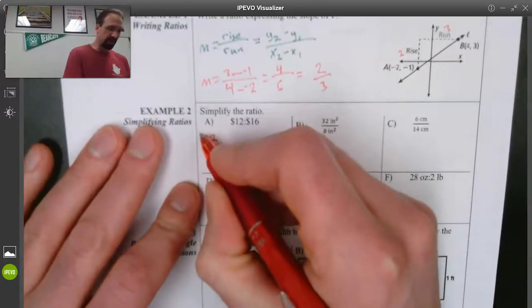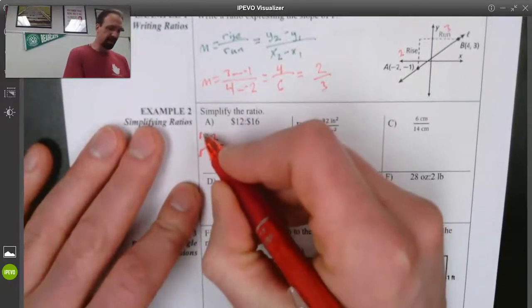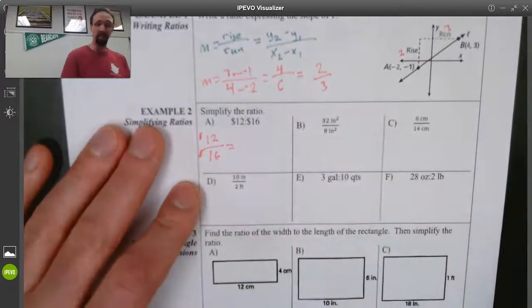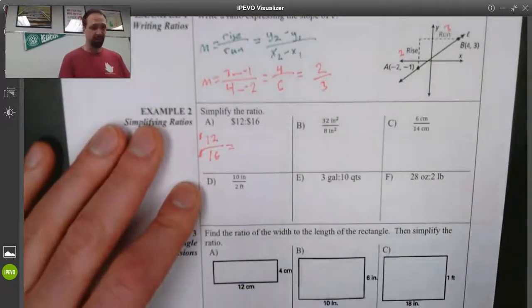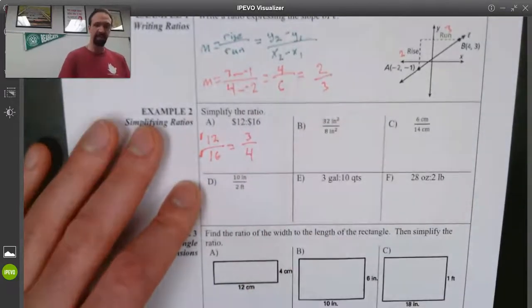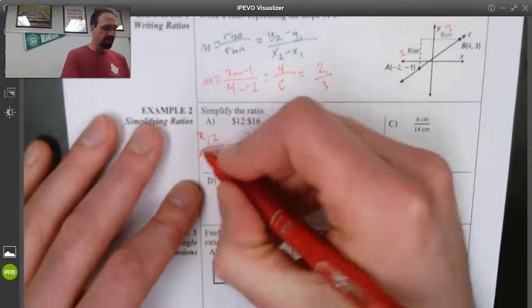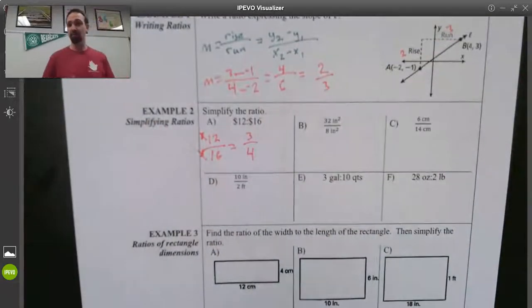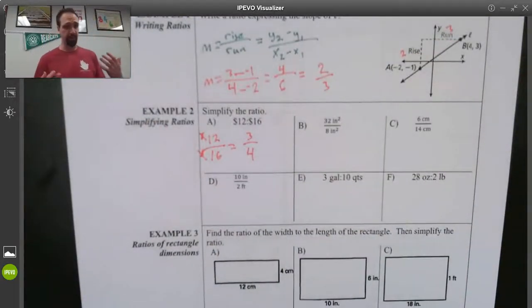If I simplify this, I can simplify vertically. So I do $12 over $16. Notice there's a number that goes into both: 4 goes into 12 3 times, and goes into 16 4 times. So we're left with 3/4. The units always cancel, so we're just left with the ratio of 3 to 4, 3 over 4.